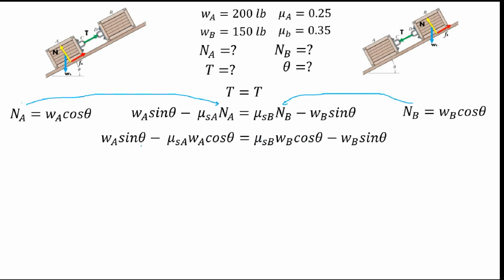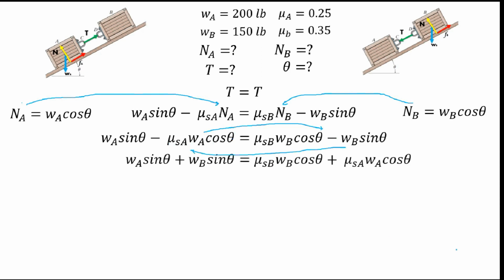So we are only left with one unknown, which is the angle. So let's simplify this equation. I have to place the variables with sine on one side, and on the other side I will place all the variables with cosine. If I transpose mu A WA cos theta to the other side, it will become positive, while for WB sine theta, I will place it on the other side, so it will also become positive.